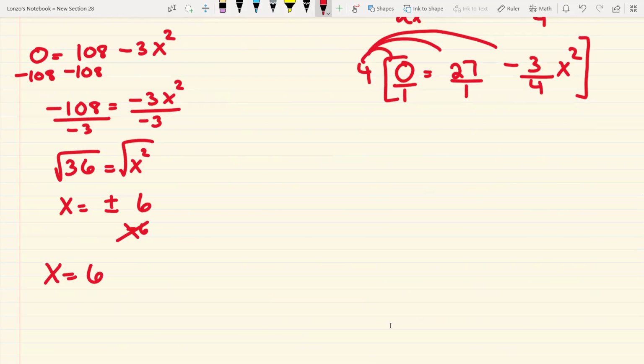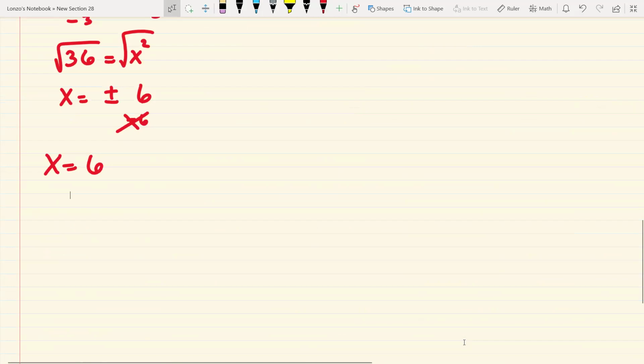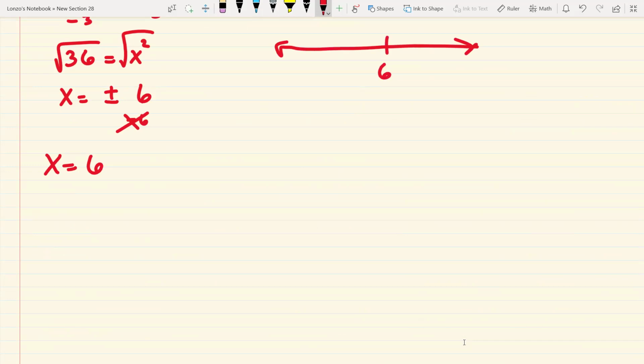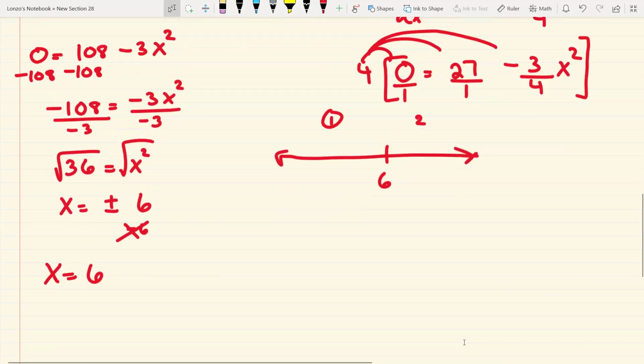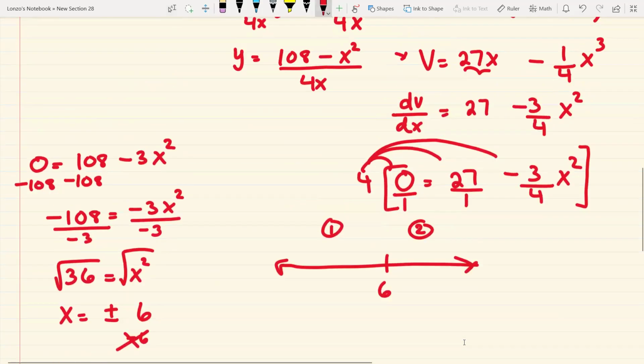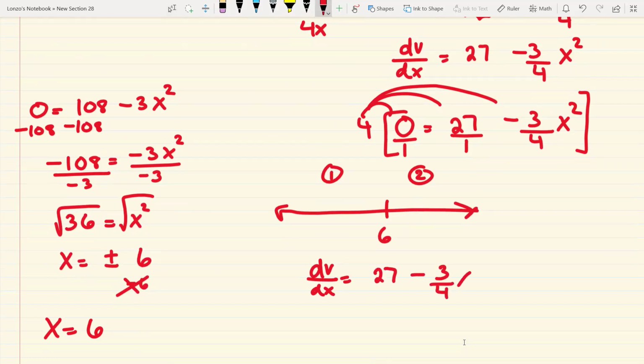But we've got to verify that this will actually give us a maximum value. So how do we do that? We use a number line, right? So put 6 here, and then we're going to test region 1 and region 2, plugging those values back into dv/dx. So dv/dx is 27 minus 3/4 x squared, correct? So let's test region 1.